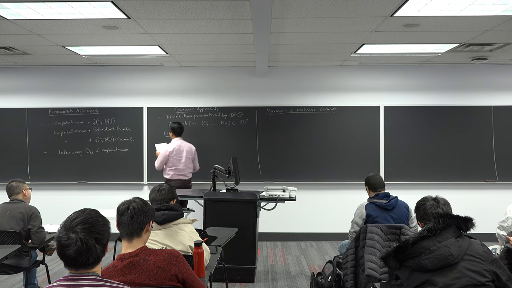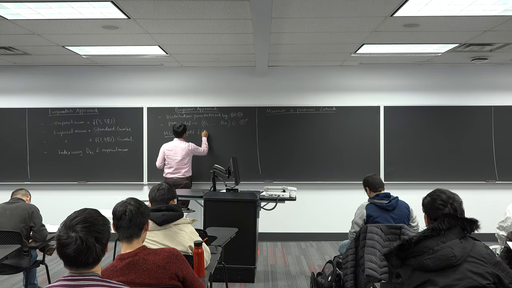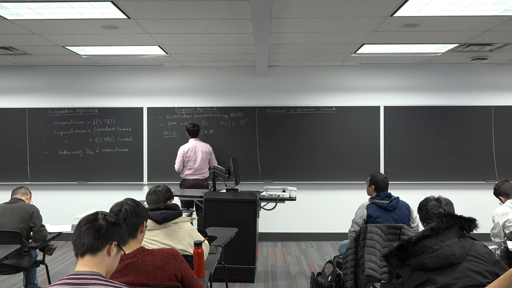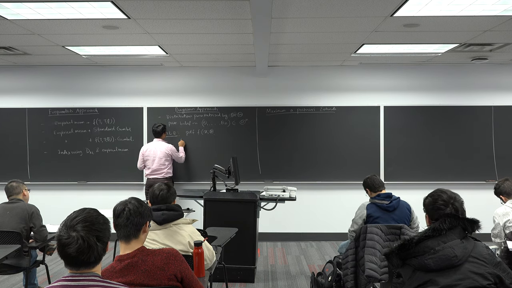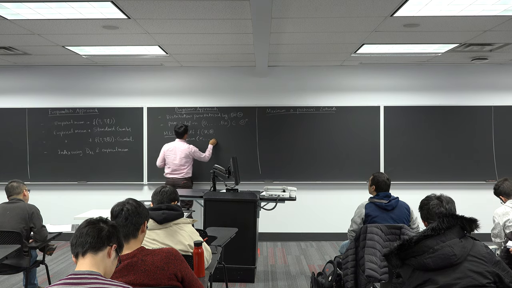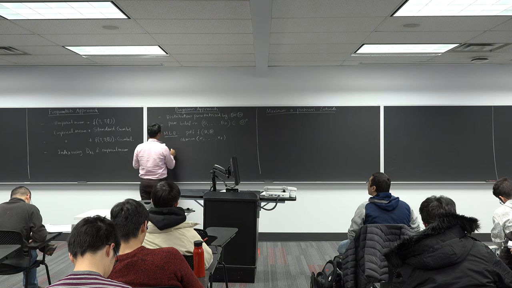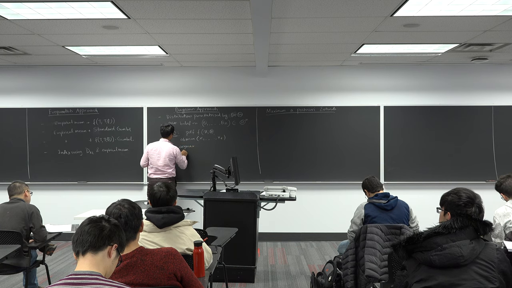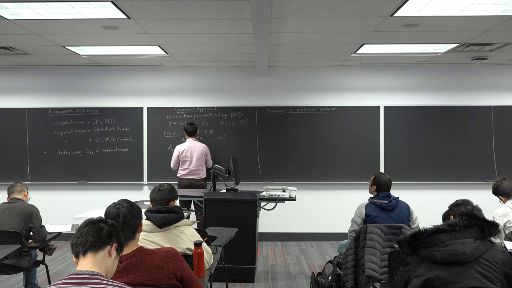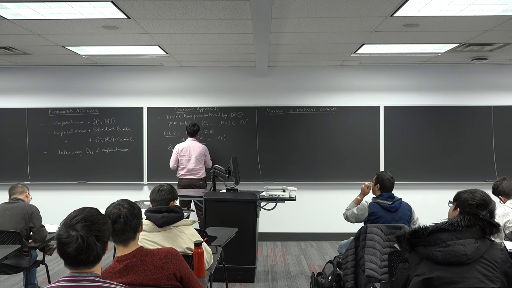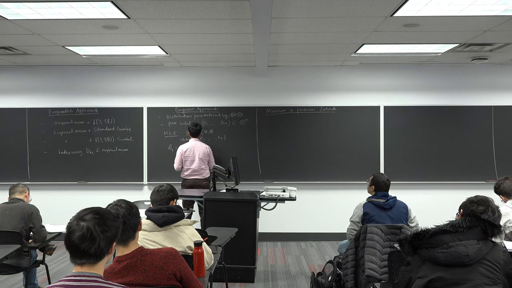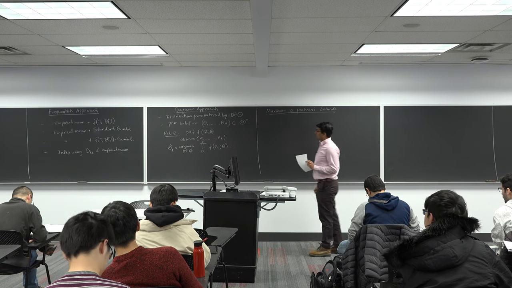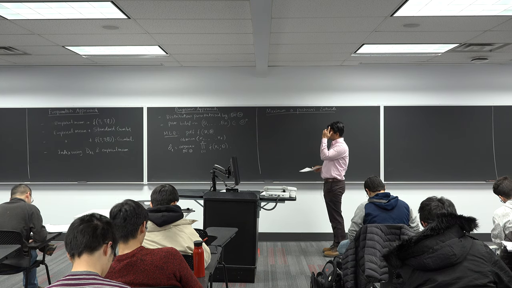So in the maximum likelihood estimate, the PDF is f of x given theta. We don't know the value of theta, we observe x1 to xt, and we find an estimate theta hat t by picking argmax over theta in capital Theta of the product i equals 1 to t of f of xi given theta. Okay, that's the maximum likelihood estimate.